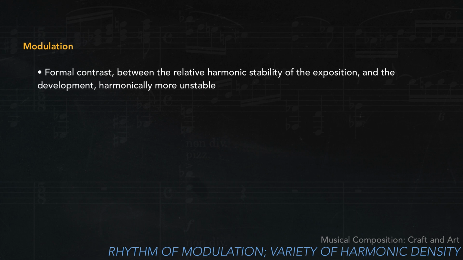In the classical tonal repertoire, the development section of a sonata form normally modulates more and farther than the exposition. This helps create formal contrast between the relative harmonic stability of the exposition and the development. Then, when the recapitulation arrives, a sense of relative stability returns.